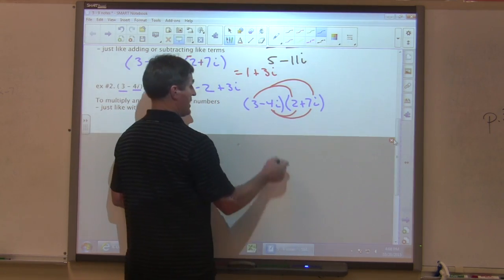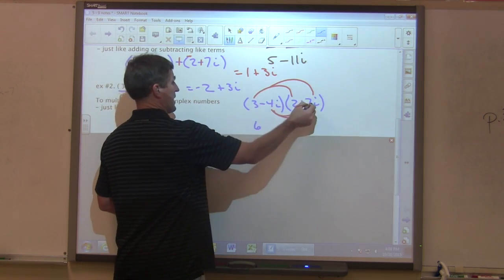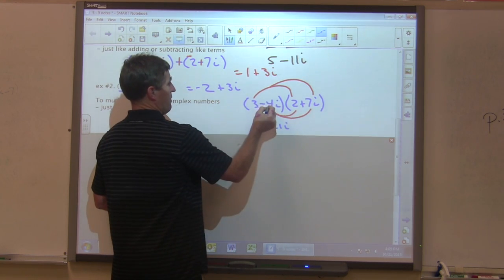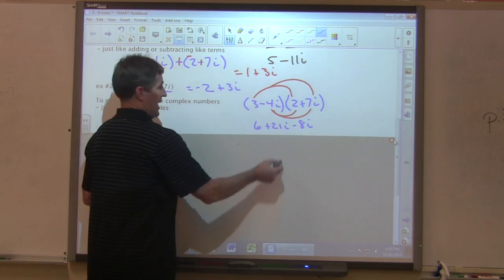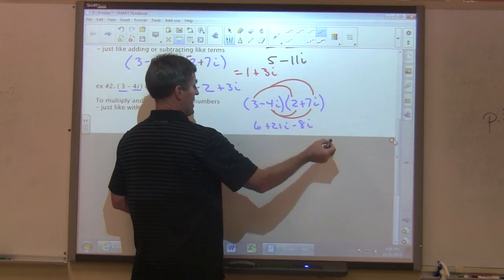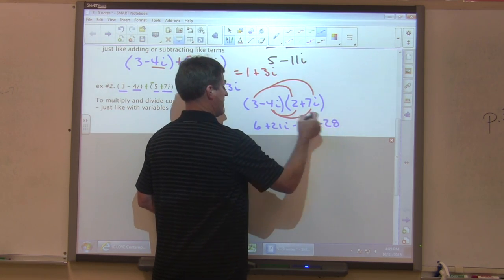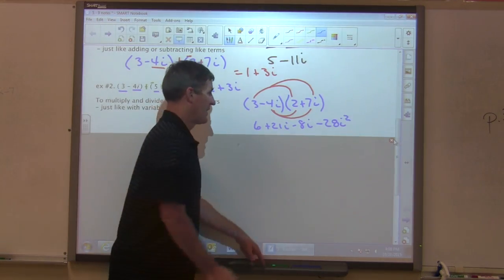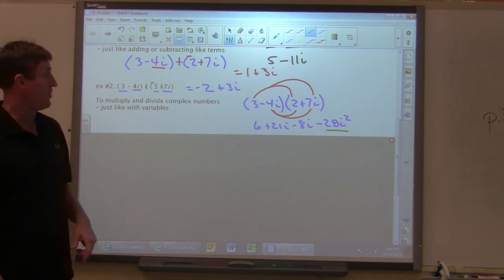And so if I do this, we get 3 times 2 would be 6. 3 times 7i would be 21i. Negative 4i times 2 would be a negative 8i. And then negative 4i times 7i, so negative 4 times 7 would be a negative 28. And then i times i would be i squared. This is the most common mistake, is people don't put i squared. So make sure that you do that.